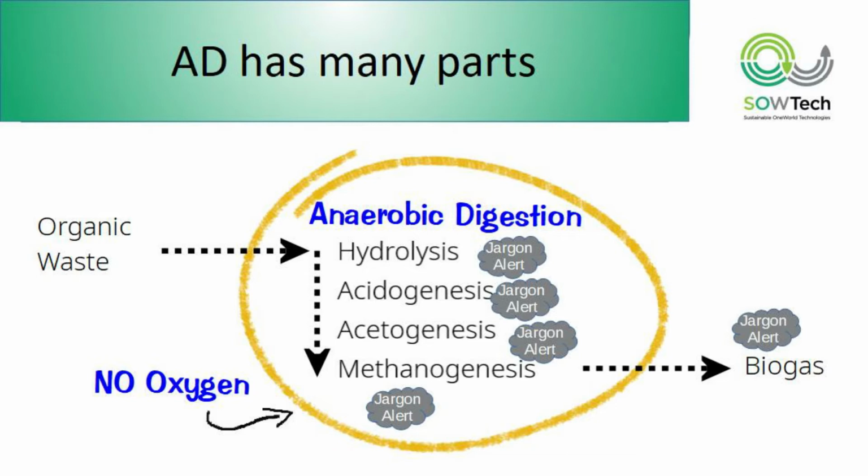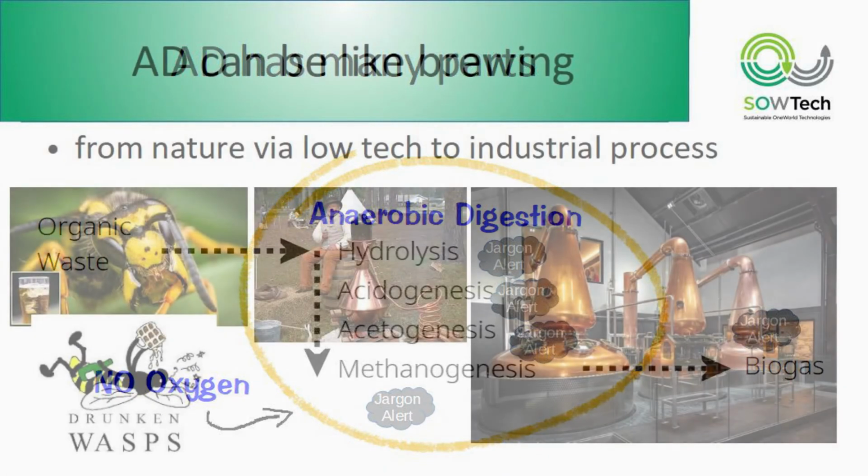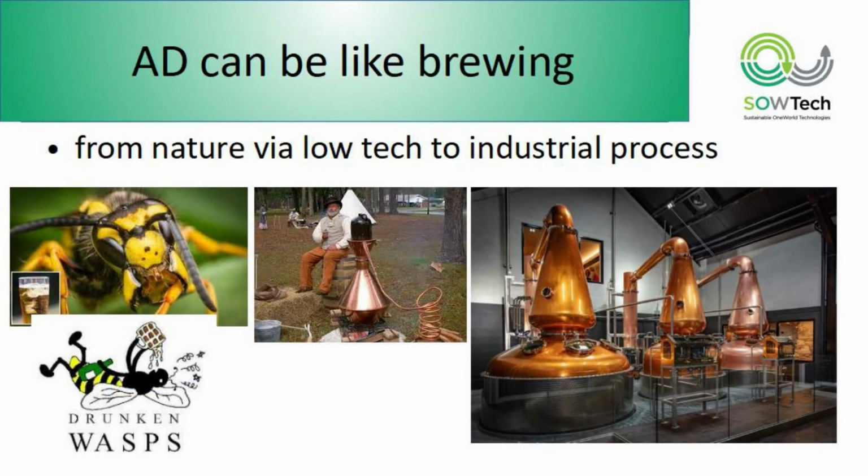I would like to go on to explore how you would take control of the AD process. There is a helpful similarity between AD and brewing. Both are completely natural processes. We find drunk wasps in nature, intoxicated with the alcohol produced by yeasts on sugar-rich foods like fruit.